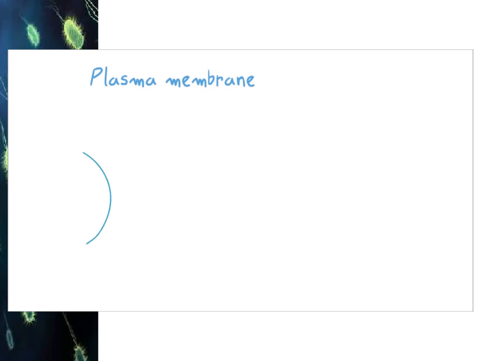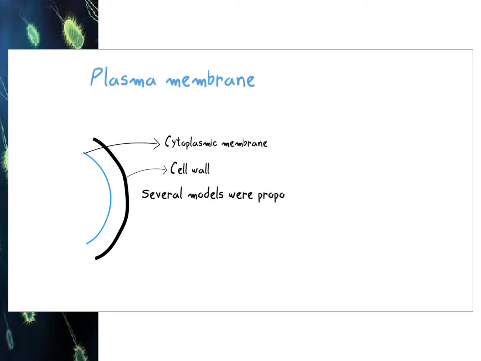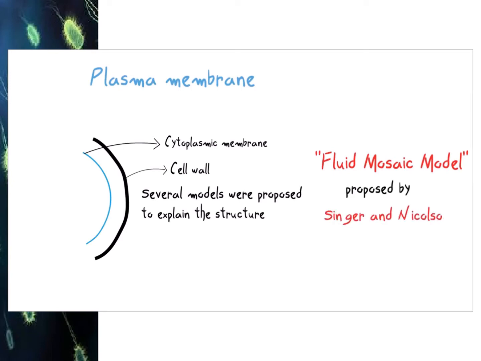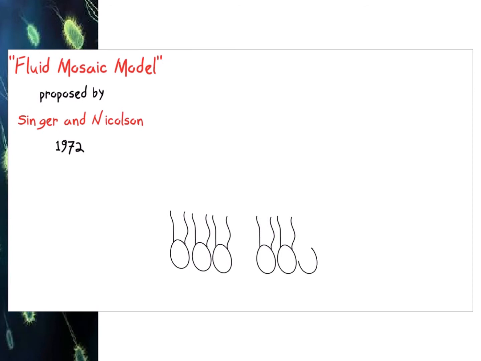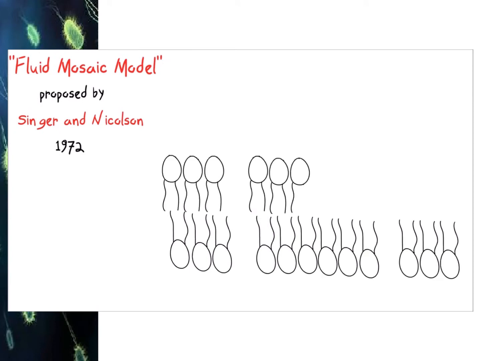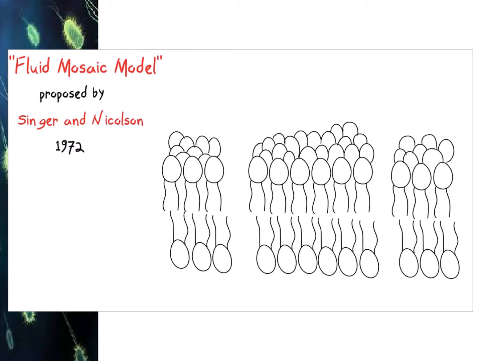The plasma membrane, also called the cytoplasmic membrane, is present just beneath the cell wall. Several models were proposed to explain the structure of the plasma membrane. However, the most widely accepted theory is the fluid mosaic model, which was proposed by Singer and Nicolson in 1972. According to this model, the plasma membrane is formed by two layers of phospholipids. These two layers are arranged opposite to each other, with slight overlap.